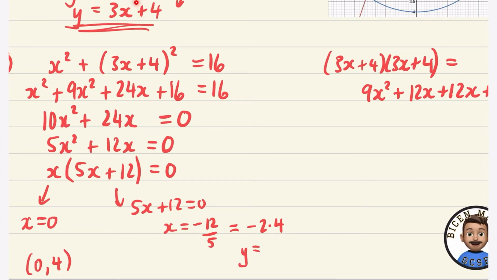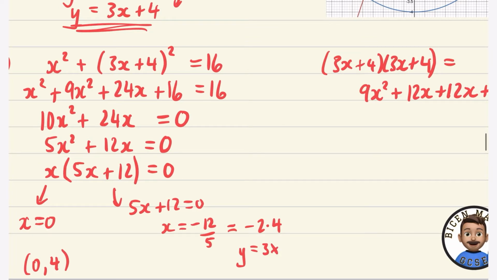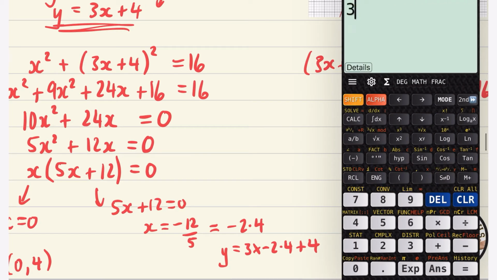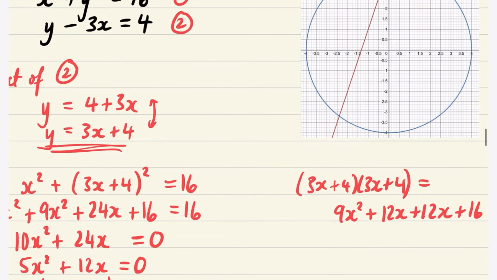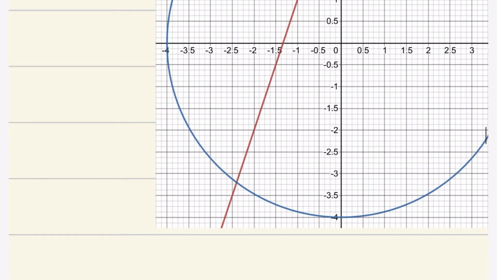Last one we need to do is if x is equal to minus 2.4, we know that y is going to be equal to, using this, 3 times minus 2.4 plus 4. And I'm going to be lazy and put this on the calculator. I'm going to do 3 times minus 2.4 plus 4. It's either minus 16 over 5 or minus 3.2. So we get minus 3.2. So as a coordinate, it's minus 2.4, minus 3.2. Let's check and see if that one looks right. Minus 2.4, yeah, that looks like the right bit up here. And minus 3.2. Minus 2.4 and minus 3.2. So we've got those ones right.